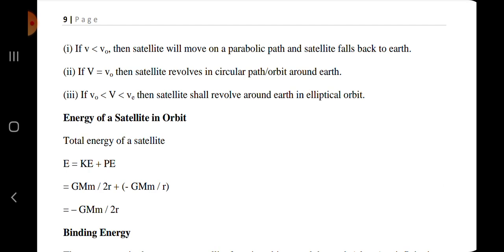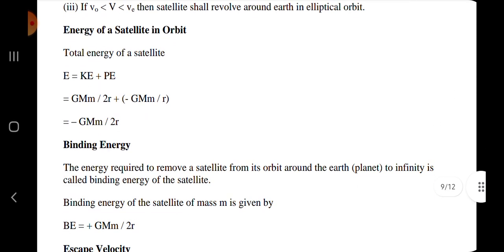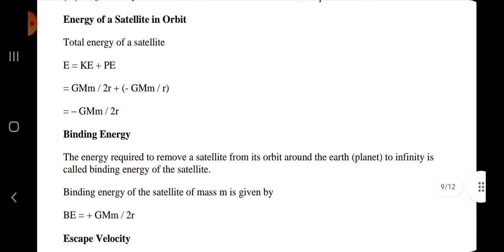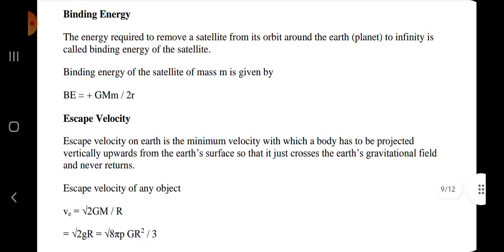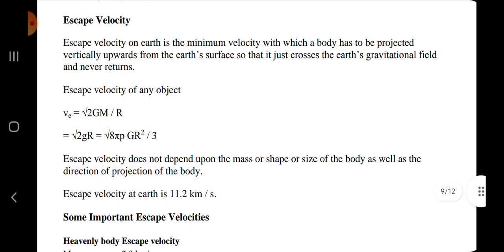If vo is less than v and v is less than ve, then the satellite shall revolve around the Earth in an elliptical orbit. Energy of a satellite in an orbit: total energy of a satellite is equal to minus GMm upon 2r. Binding energy: the energy required to remove a satellite from its orbit about the Earth to infinity is called the binding energy of the satellite.